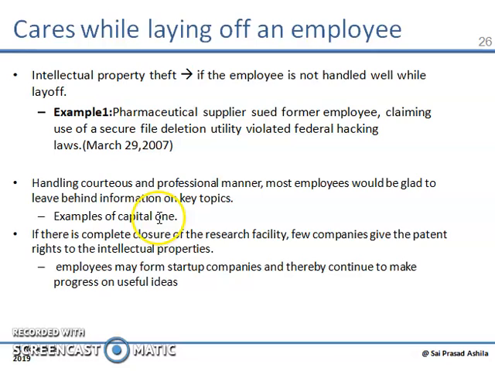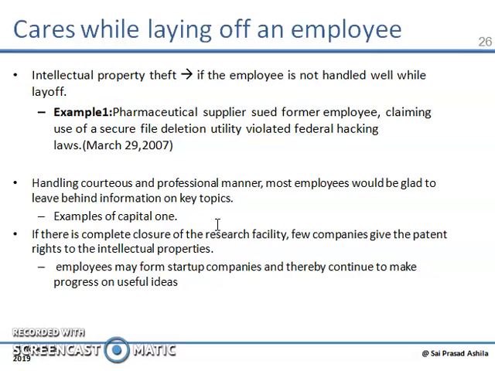We need to handle layoffs in a courteous and professional manner. Most of the employees would be glad to leave behind the information on key topics. There was an example at Capital One where an employee had access to all the credit card information, and that was the recent Capital One scam.